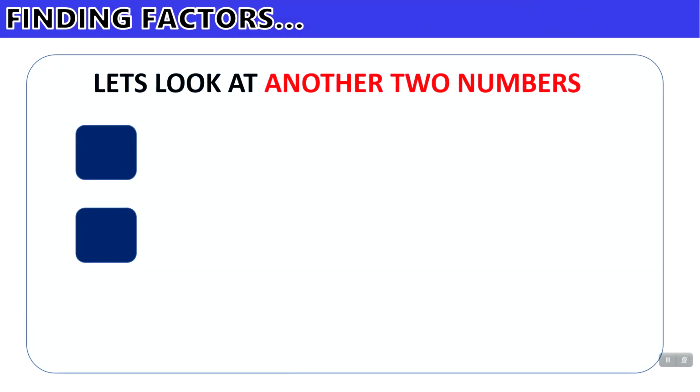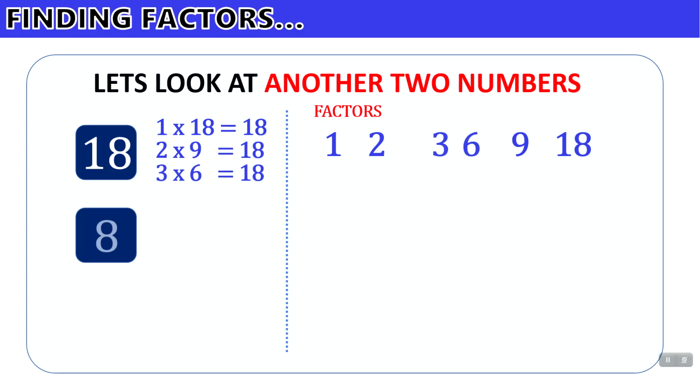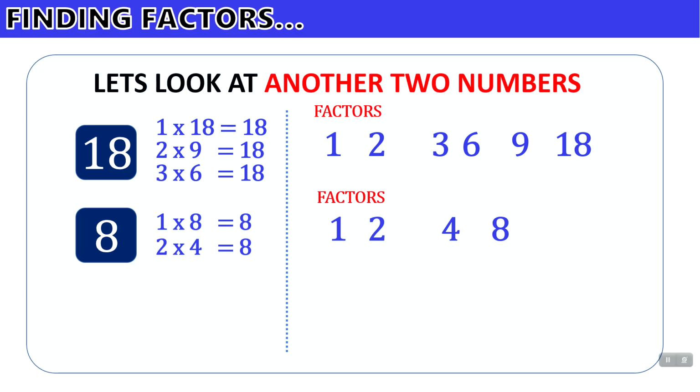Let's look at another two numbers. 18. Well, 1 times 18 is 18, so the factors are 1 and 18. 2 times 9 is 18, so the factors are 2 and 9. 3 times 6 is 18, and so the factors are 3 and 6. Let's look at how to get 8 through multiplication. 1 times 8 is 8, so the factors are 1 and 8. And 2 times 4 is 8, so the factors are 2 and 4. And so we can see the factors of 18 are 1, 2, 3, 6, 9, and 18. The factors of 8 are 1, 2, 4, and 8.